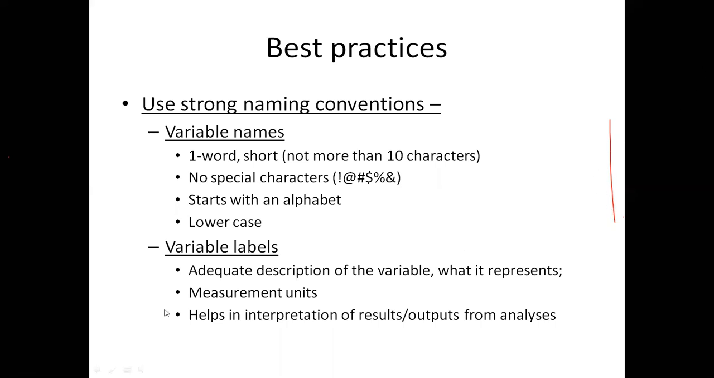The second aspect is that some of the variable names may not be standalone. You might need a description. The description could be a definition of what the variable represents. It might include measurement units, especially if there are alternate ways of measuring something. That would help not only in the analysis of data, but also later on when you're trying to interpret your results.